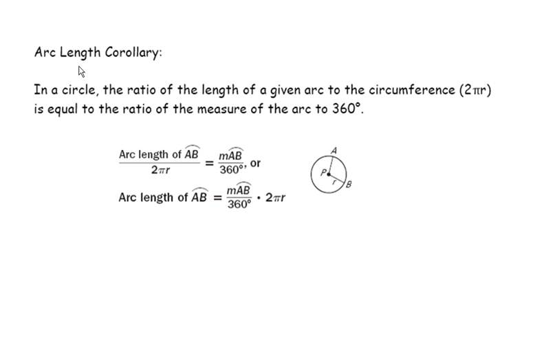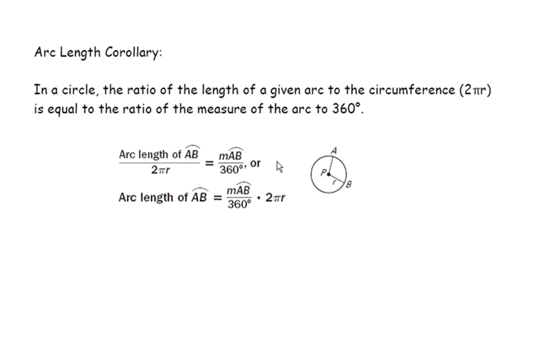So earlier we measured our arcs in degrees, and we said that was the arc measure. And then we also had an arc length, which was a distance. And the way we find an arc length is that it is part of the circumference.